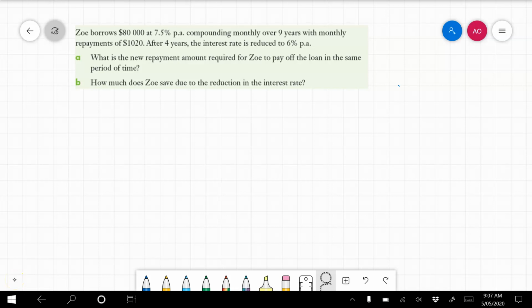Hi, this is worked example 19 from exercise 7.07, modifying loans. Zoe is borrowing $80,000 at 7.5% compounding monthly over 9 years with monthly repayments of $1,020. After 4 years, the interest rate is reduced to 6% per annum. What is the new repayment amount required for Zoe to pay off the loan in the same amount of time? And how much does Zoe actually save with the reduction in interest rates?